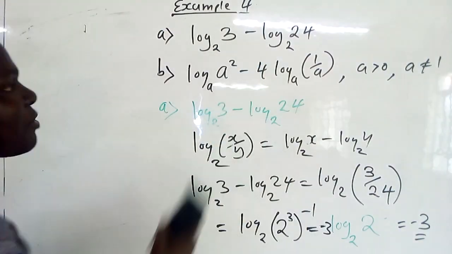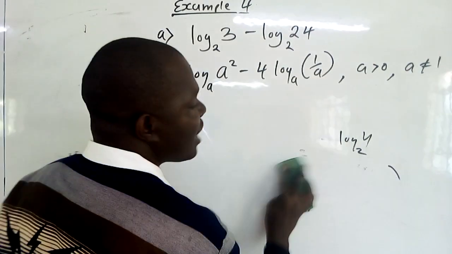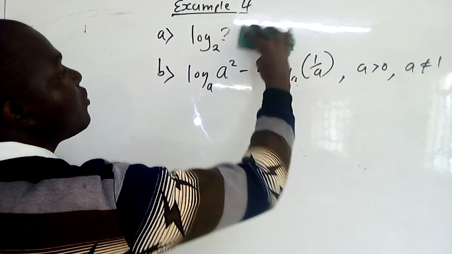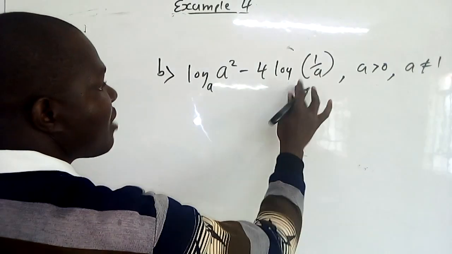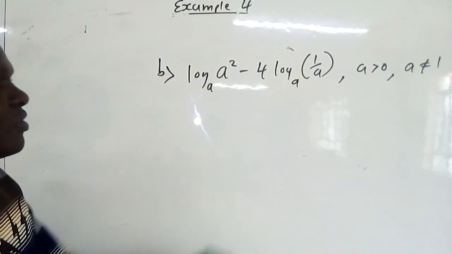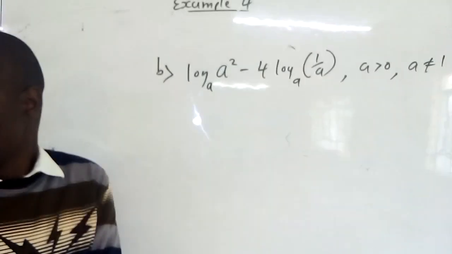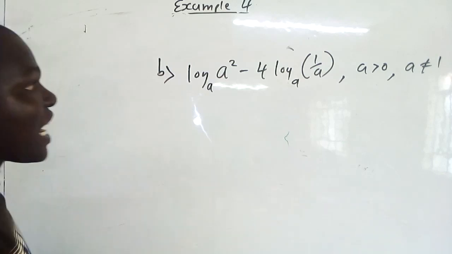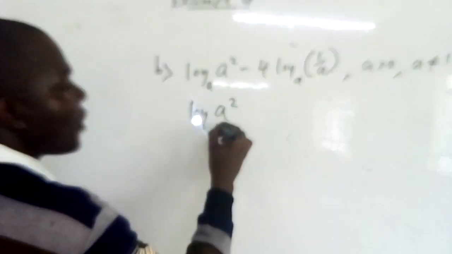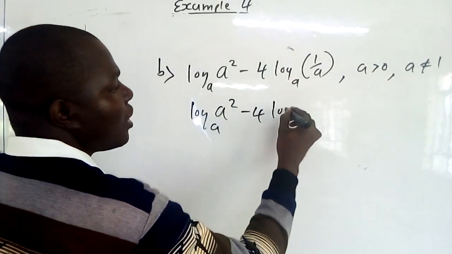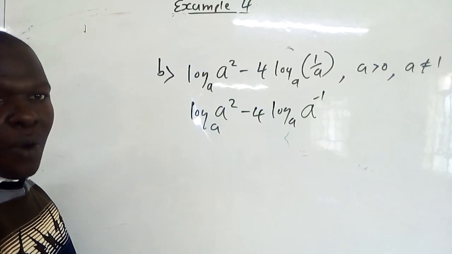Then you move to part B. Using the same procedure as you've used in part A, can you now work out this part B? What have we said? When you have 1 over A, that is the same as A raised to negative 1. So we can start with that case. Here we have log A squared to base A minus 4 log of 1 over A, and 1 over A is the same as A raised to negative 1.